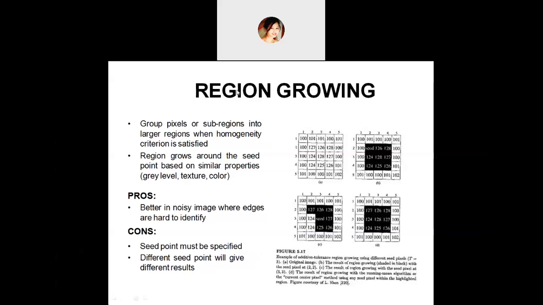I'll be talking about this in the next class. So this is about region growing. This is a very important concept in image segmentation. It has its own pros and its own cons. Mainly, region growing means grouping of pixels or sub-regions of an image into some larger regions based on some homogeneity criterion, which may be similar properties of gray level, intensity, texture, or color.